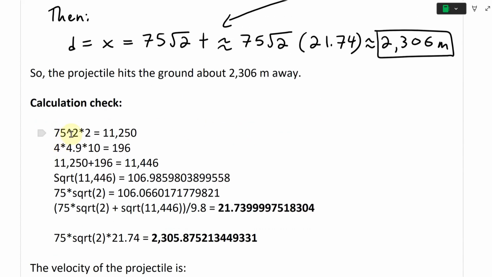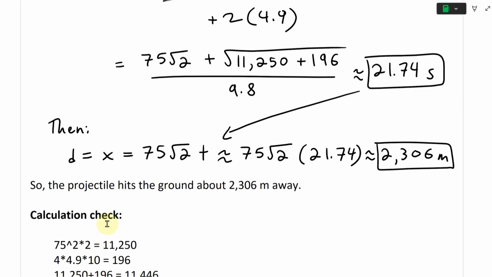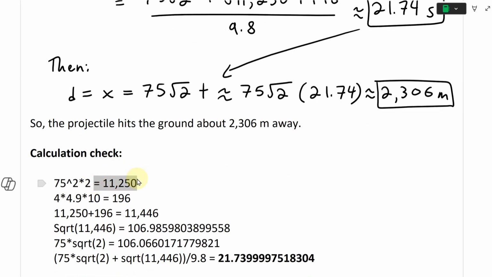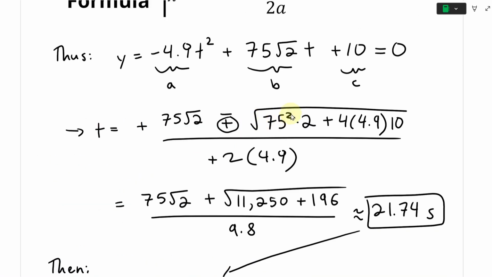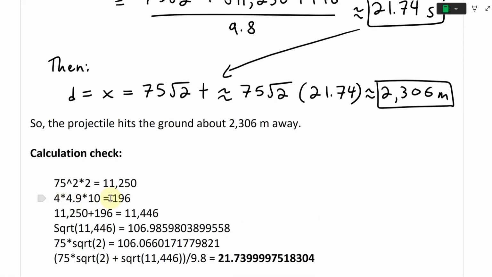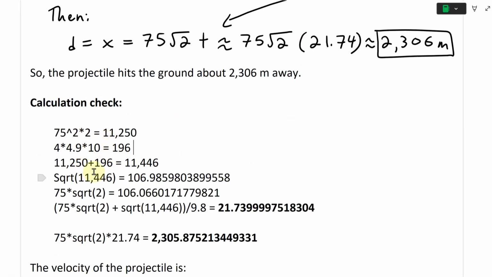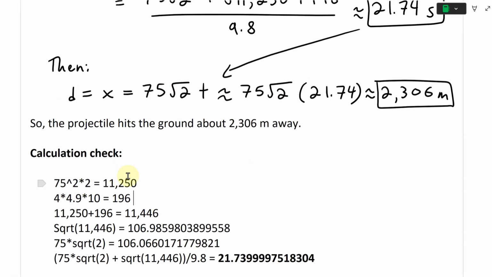And just a quick calculation check: we have 75 squared times 2, that's this part right here. Just put it in the OneNote calculator, erase this, put equal space, and it goes there, 11250, so that's this one here. And now this one, 4 times 4.9 times 10, that's just 196, again, you could press space. And then 11250 plus 196 equals 11,446.